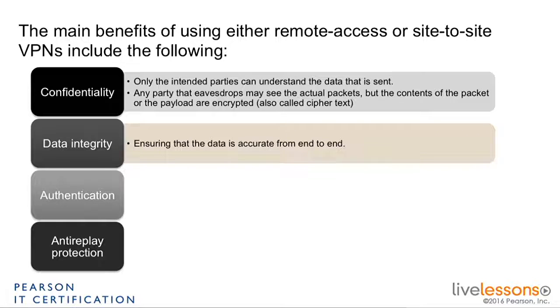Now, data integrity is ensuring that the data is accurate from end to end. Again, this applies both in the case of site-to-site VPNs, in the example we saw before between the two routers, or in the case of the remote access VPN, between the client and the ASA firewall.